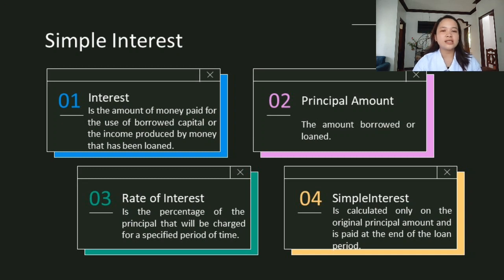First is the interest, meaning it is the amount of money paid for the use of borrowed capital or the income produced by money that has been loaned. Second is the principal amount or the capital. It is the amount borrowed or loaned. Third is the rate of interest. It is the percentage of the principal that will be charged for a specific period of time. And lastly is the simple interest, which is calculated only on the original principal amount and is paid at the end of the loan period.